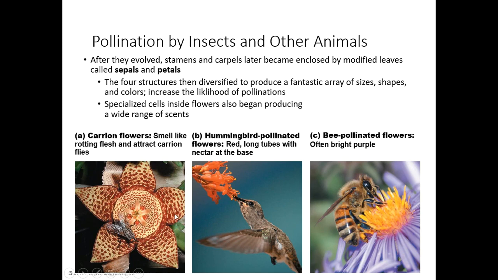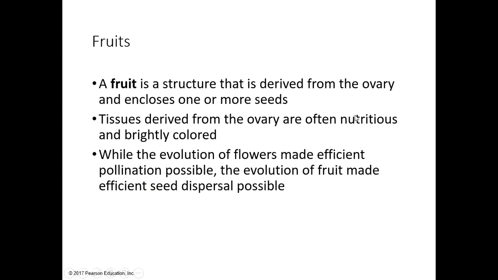So carrion flowers smell like rotting flesh and attract flies, so then they can take the pollen different places. Hummingbird pollinated flowers, red long tubes with nectar at the base, right? These are adapted to coevolution with the hummingbirds. And then bee pollinated, one of the most common ways we see pollination and one of the most effective is with bees. So we need bees, and they are attracted to bright colors, bright purples, things like that.